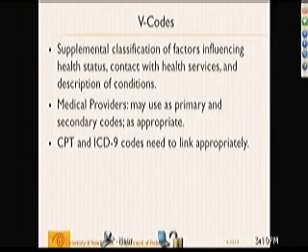V codes are a supplemental classification of factors influencing health status or the patient's contact with health services, or sometimes descriptions of conditions when there is not an exact disease process, but there is a health condition or a risk condition. Often it's the V code that you'll be using.